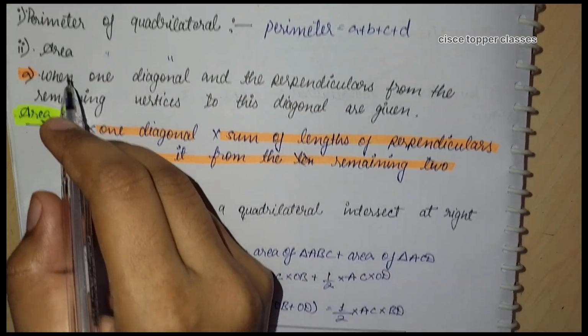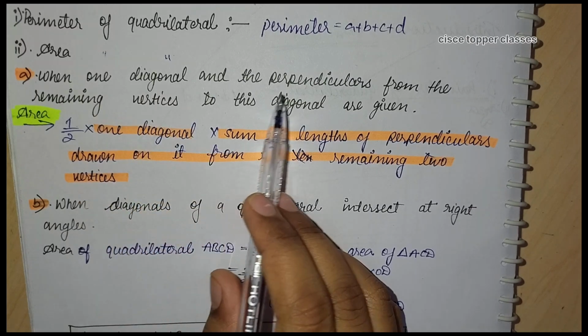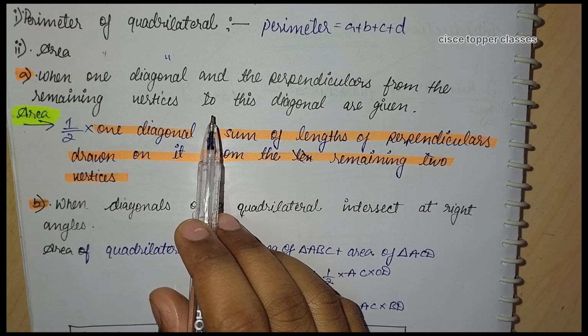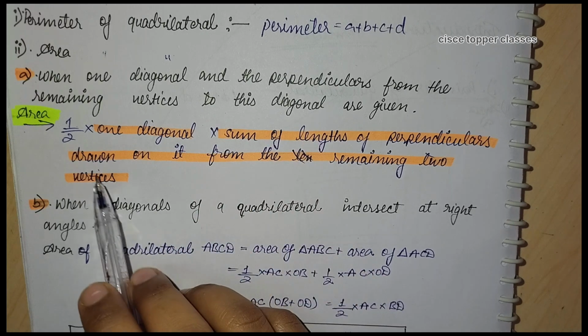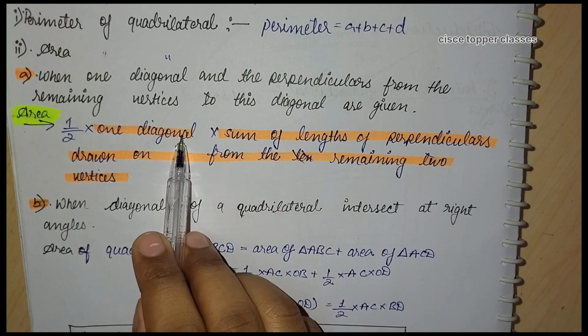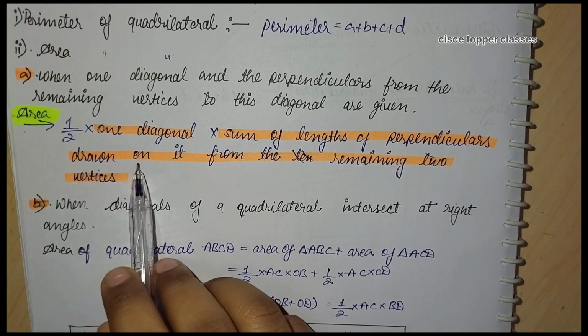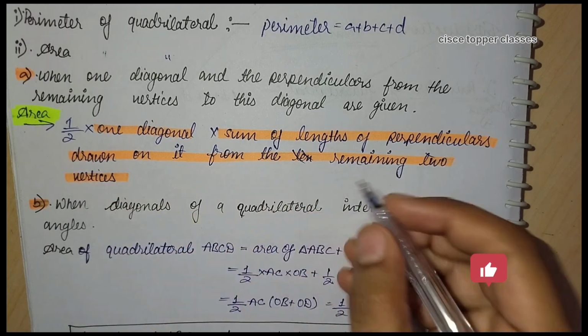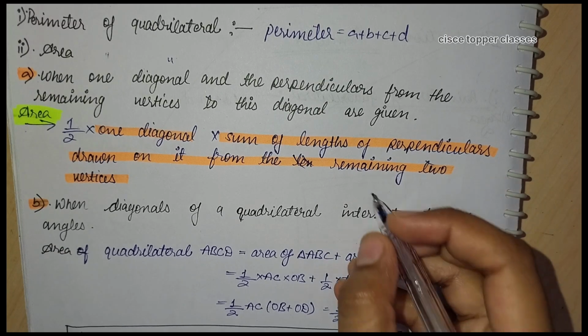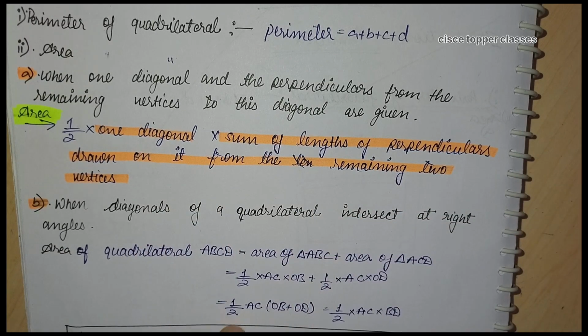In the first case, when one diagonal and the perpendiculars from the remaining vertices of the quadrilateral to this diagonal are given, the formula for area is half into one diagonal into the sum of lengths of the perpendiculars drawn from the remaining two vertices. You can see the diagram given in the book and conclude that.